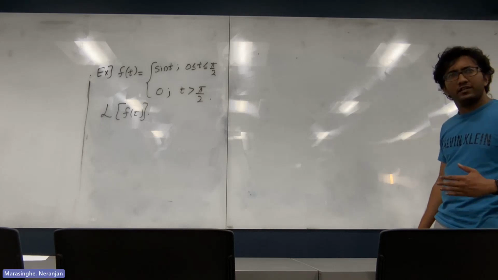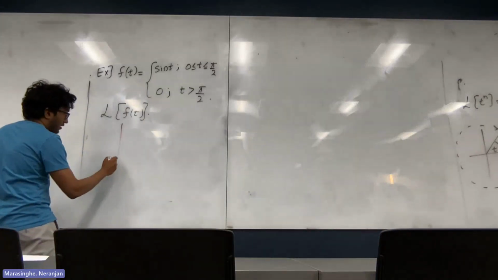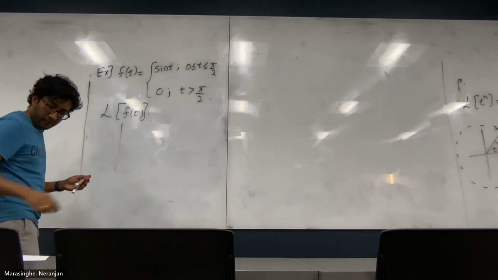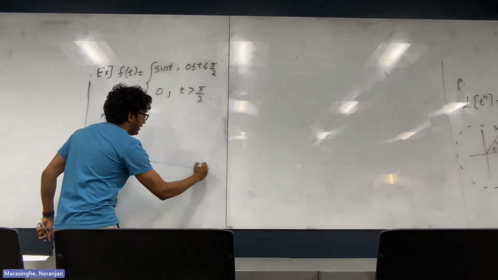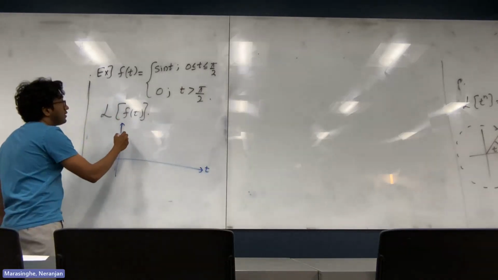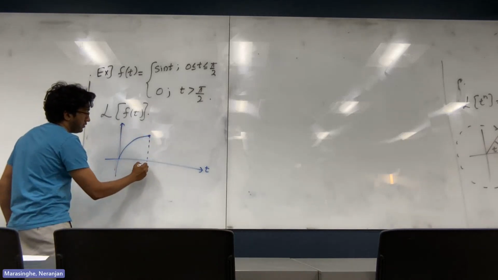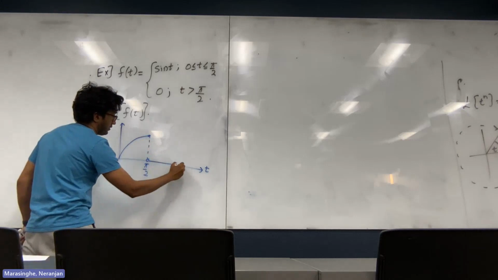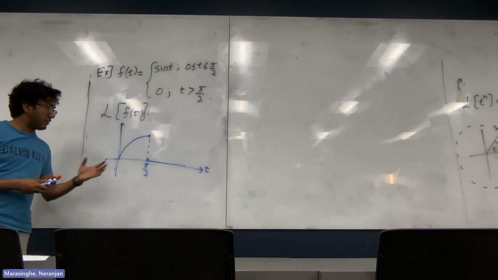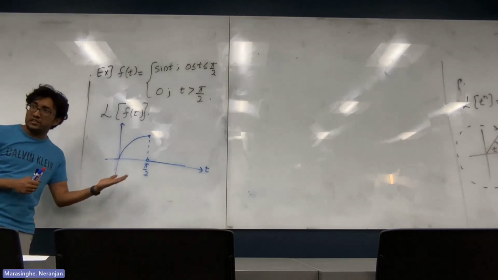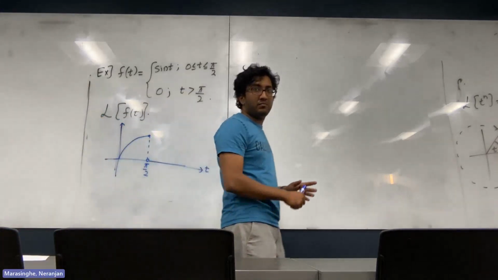First try to sketch the function. I will sketch that, then try to represent that. ft is sine t from 0 to pi divided by 2, and 0 otherwise. First, try to represent this function as a combination of step functions. Then apply linearity and second translation theorem.